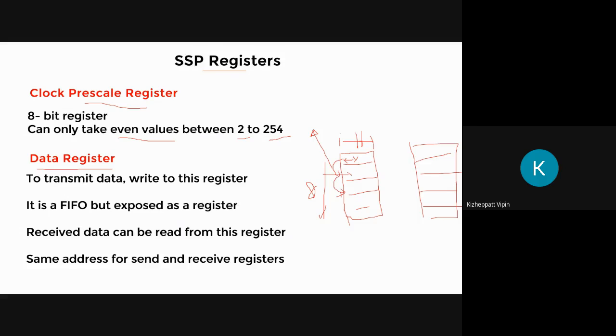For transmission, you will write to this transmit FIFO. For reception, you will read from the receive FIFO. The interesting thing is, for software, only 1 address is exposed. I mentioned this when I did SPI also. Do you remember? There also we have a data register, but the same data register is used for transmission as well as reception. If software is writing to this address, it is actually getting written to the transmit FIFO. If software is reading from this address, it is actually reading from the receive FIFO.